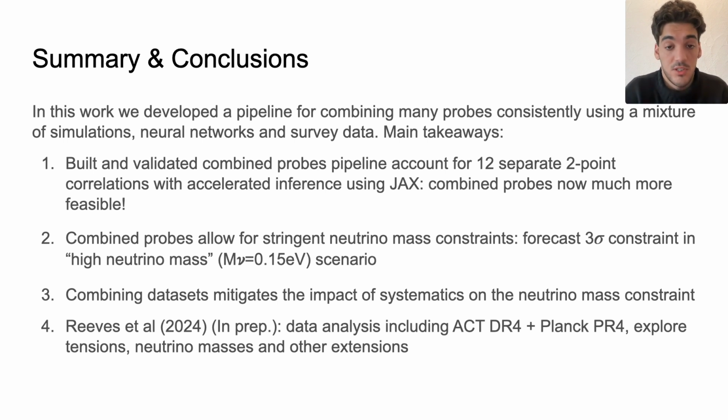So to conclude, in this work we developed a pipeline for combining many different probes using a mixture of simulations, neural networks, and survey data. So the main takeaways are that we built and validated this pipeline, and we showed that we can derive constraints, and that this is becoming computationally feasible due to modern software techniques. We can find about a 3 sigma constraint in a high neutrino mass scenario, and that mitigating systematics is a big advantage of doing a combined probes analysis.